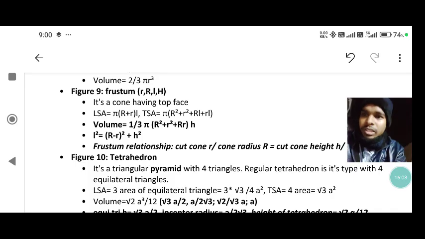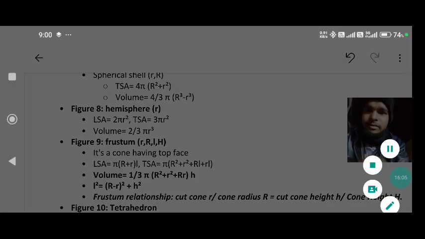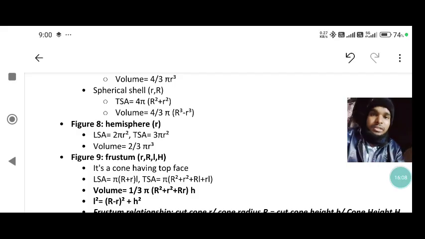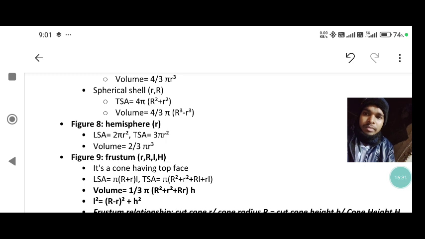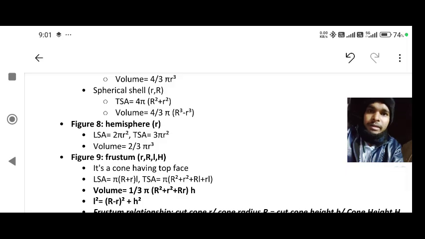So the total surface area is slightly different. In a frustum it is very important to note that whenever we have to calculate the total surface area, we have to calculate it individually. For the upper circle it is pi small r square, for the below circle it is pi capital R square, and for the lateral surface area it is pi capital R L plus pi small r L.